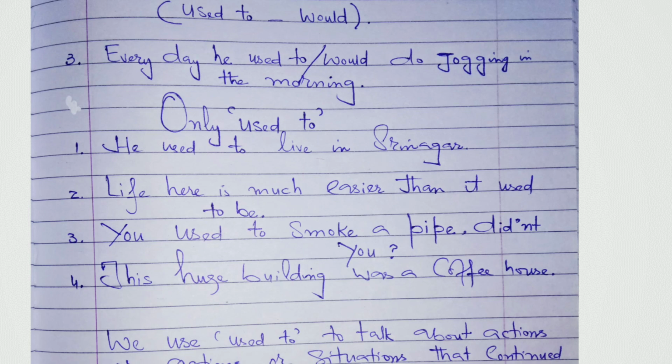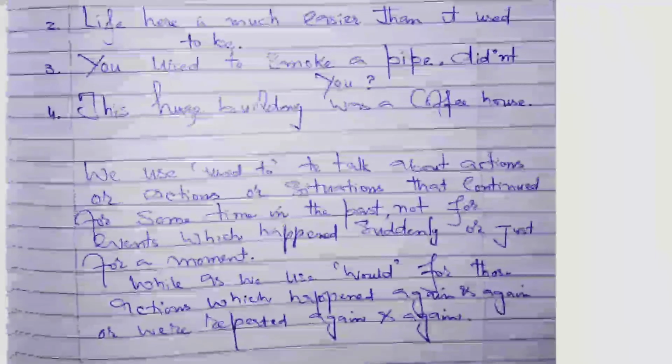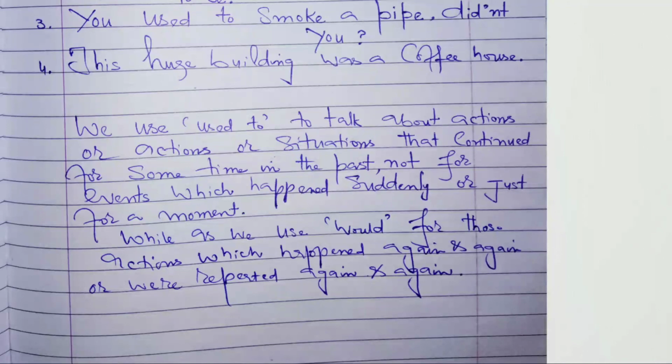Then the fourth one, this huge building was a coffee house. We cannot say this huge building would be a coffee house. That is wrong. In these four sentences only used to is possible. Now, from these sentences, we conclude that we use used to talk about actions or situations that continued for some time in the past, and not for events which happened suddenly or just for a moment.